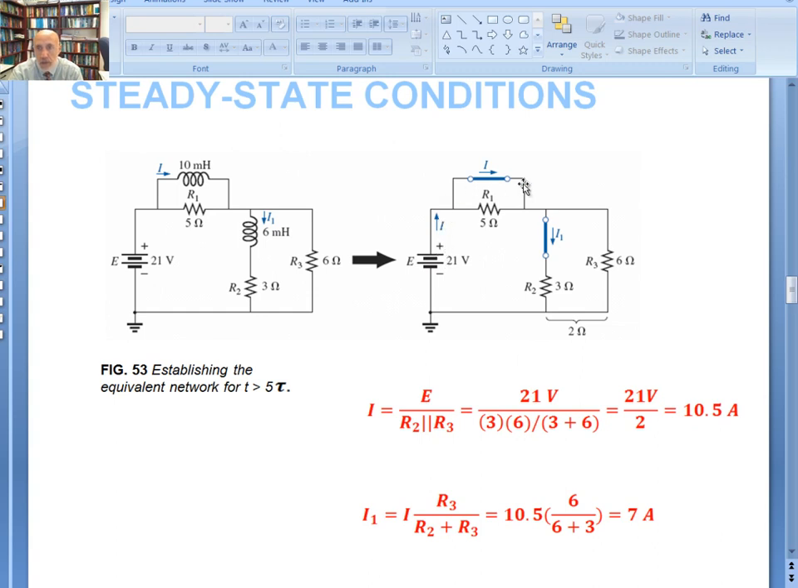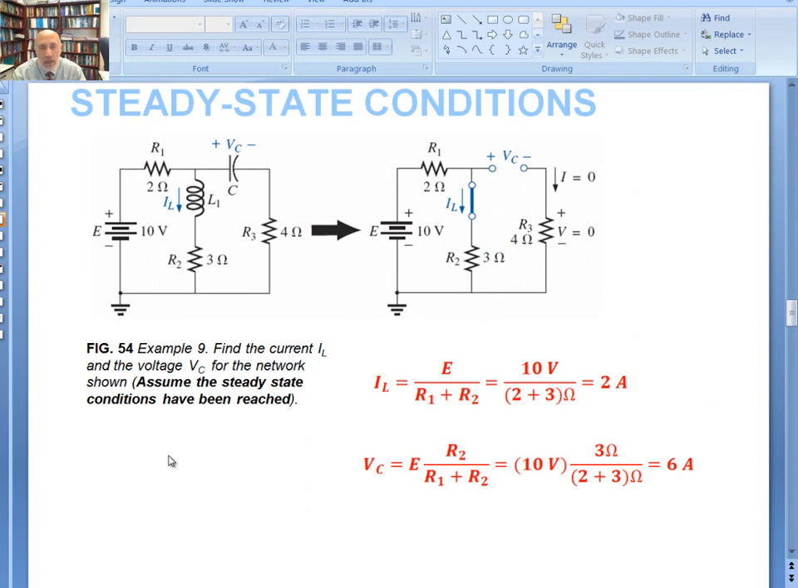It's just going to go around the loop like that. And for the current I1, the total current I is going to split up between R2 and R3. Just use the current divider rule. The current I1 will simply be equal to 10.5 amps multiplied by 6 divided by 3 plus 6. That gives you 7 amps.